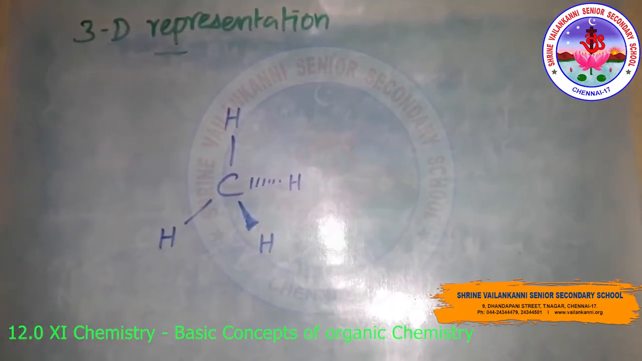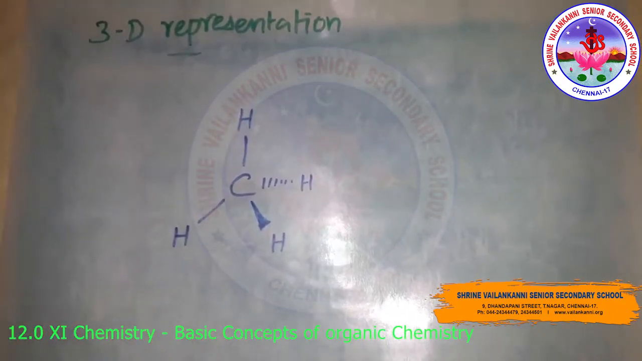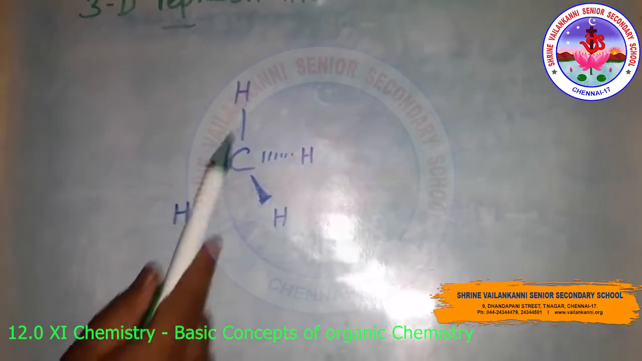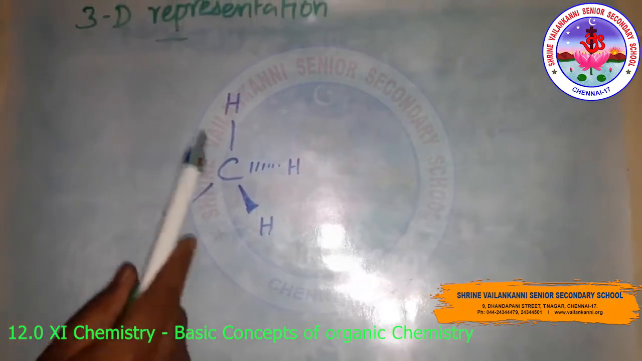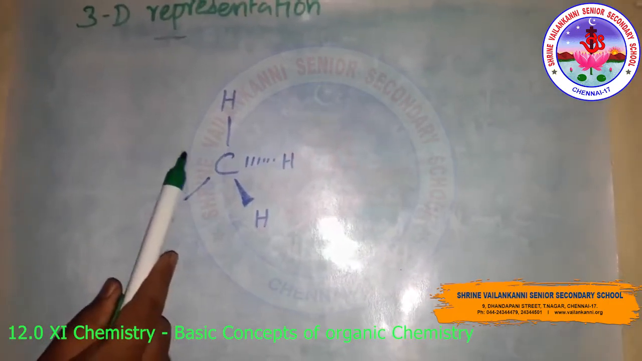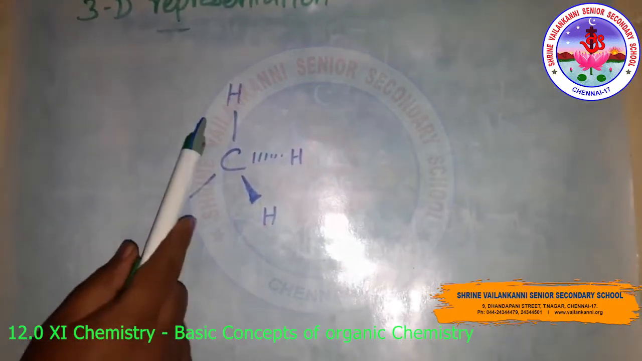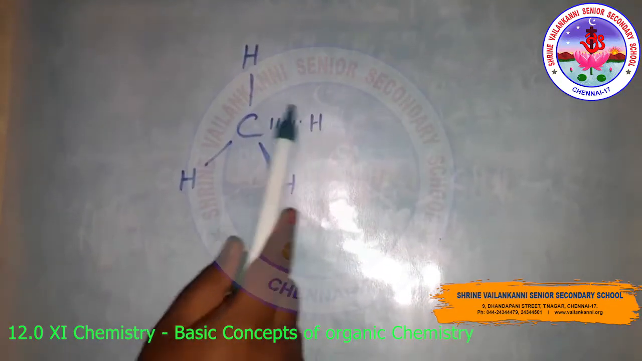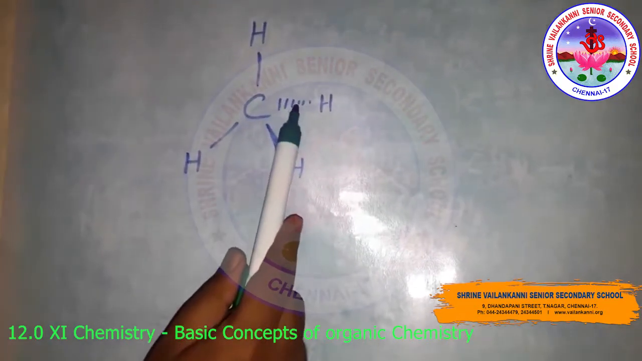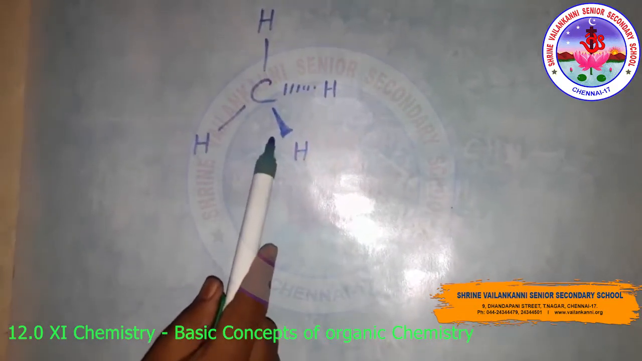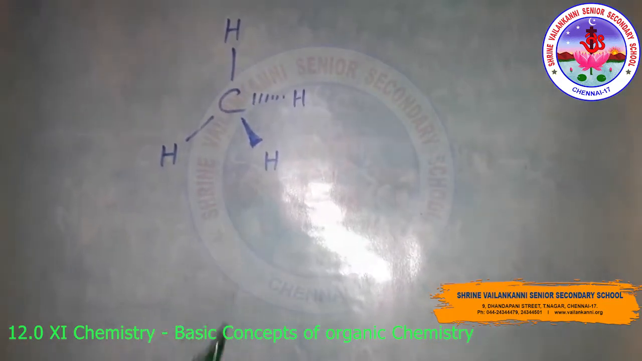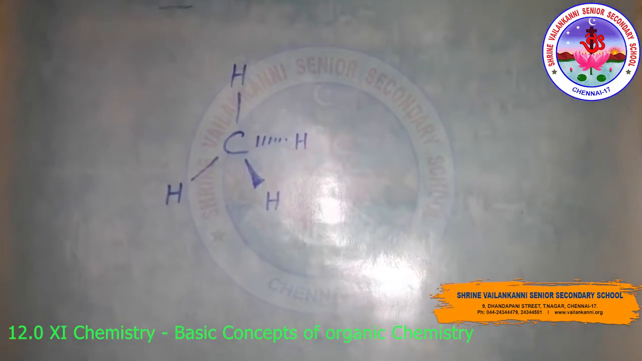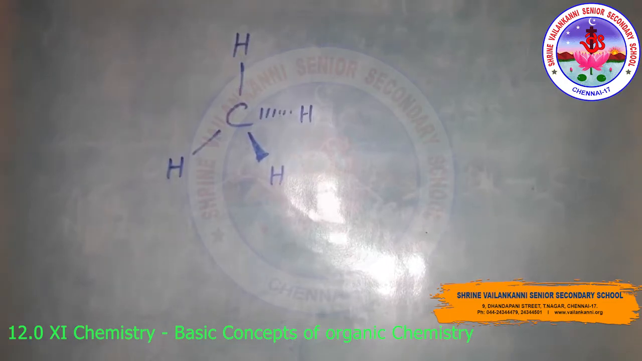So the 3D representation of the methane molecule looks like this. These two bonds, this hydrogen and this hydrogen bond, are in the plane of the paper, and this dashed wedge is a bond away from the observer, and the solid wedge bond is towards the observer. So this is the 3D representation. Next class we will discuss the classification of organic compounds.